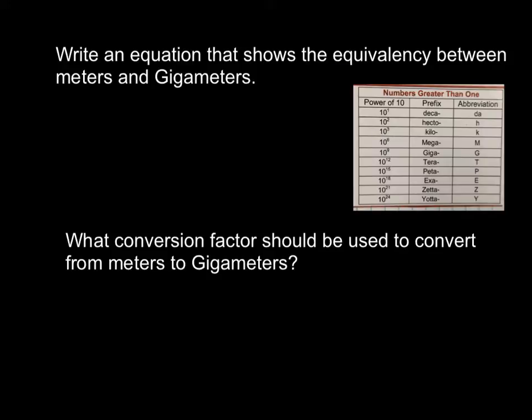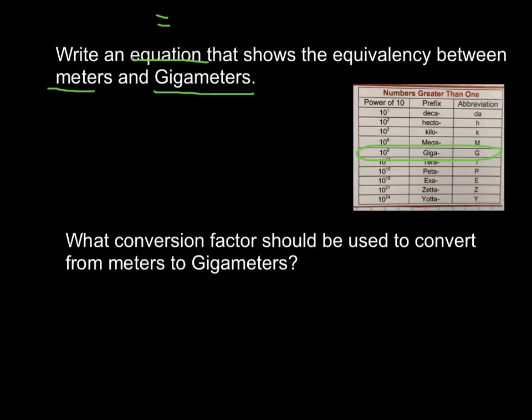Okay, so first of all, they're just asking us to use this table to figure out what the equivalencies are between things. So this one's asking you to write an equation. So remember, equation means equal sign, that shows the equivalency between meters and gigameters. Remember, meters is our base unit. So you've got meters, and you've got kilometers, decameters, millimeters, centimeters. Whether you're getting larger or smaller, meters is that essential unit that you start with. So we're going from meters to gigameters. So basically we want to look at this part of our chart.